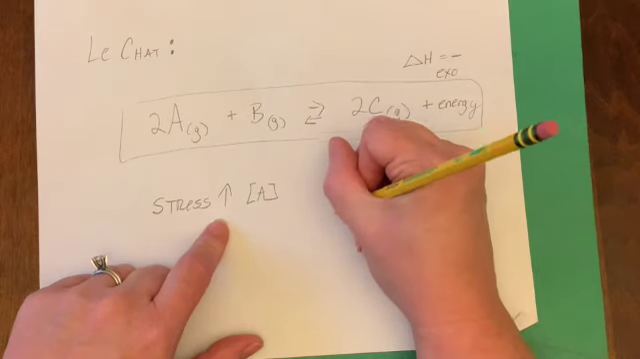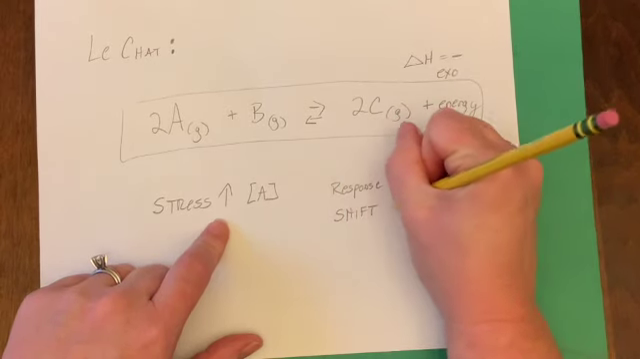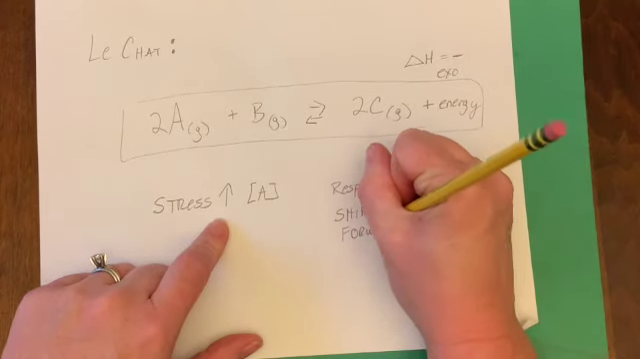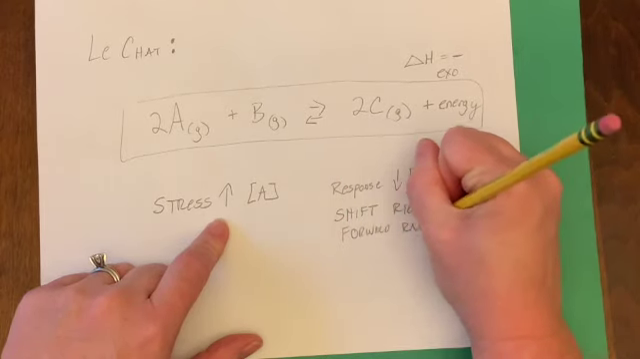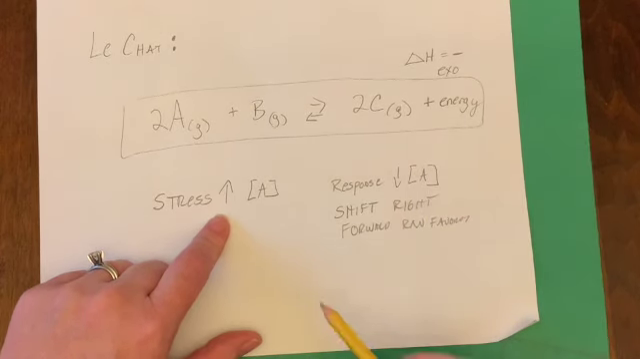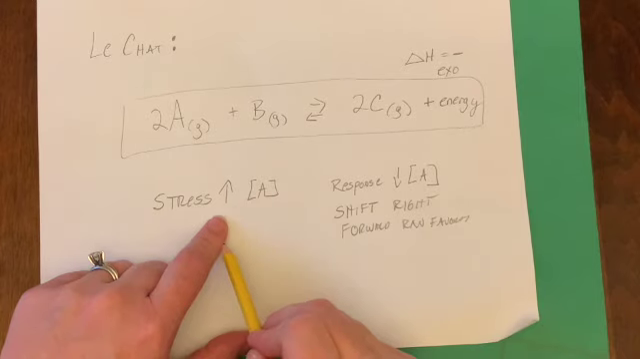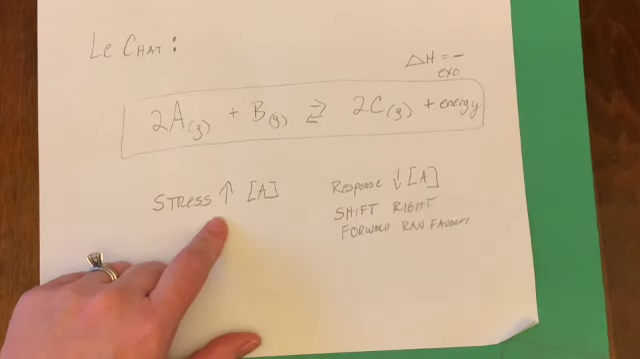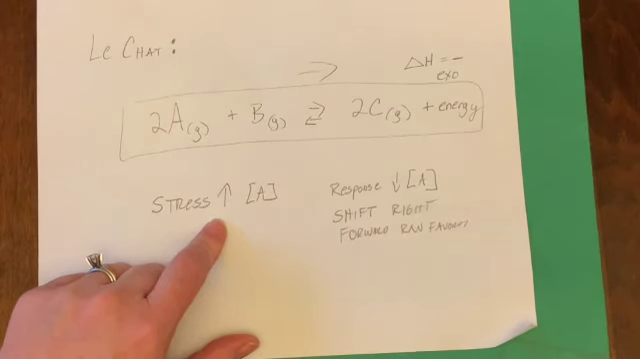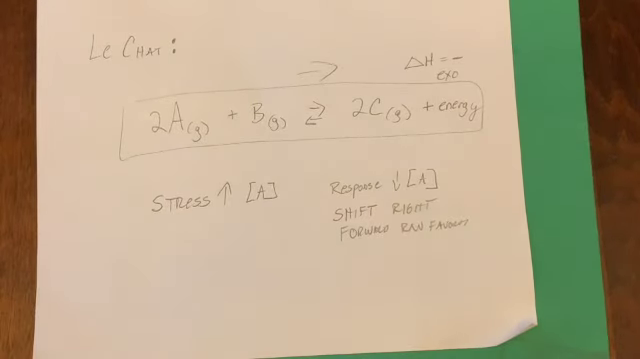There's different ways of saying this. We could say it's going to shift right, or we could say the forward reaction is favored. There's just different ways of saying that. And again, why did this happen? Well, the stress was an increase in A. The response is going to be to take A away. How do I take A away? I have more forward reaction. So we can deal with concentration.